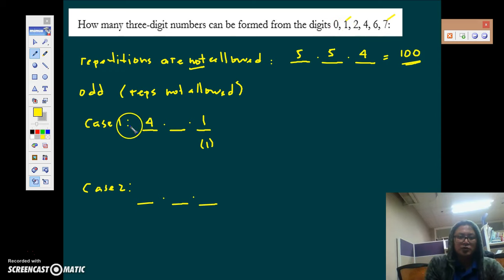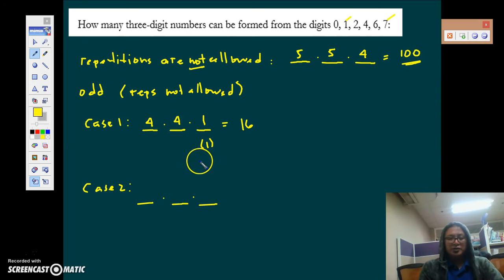Remember, we have chosen 1 here. The units digit is reserved for 1. So we are left with 4 numbers, and 0 comes into play again. So this would be 16 ways for all the numbers that end in 1.